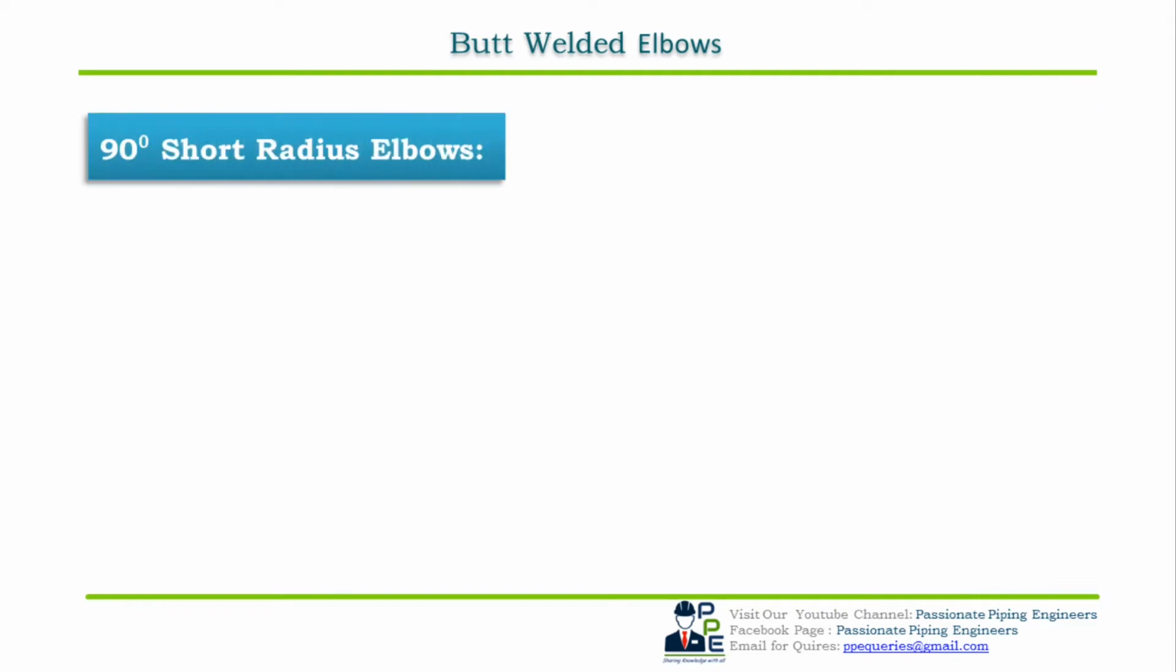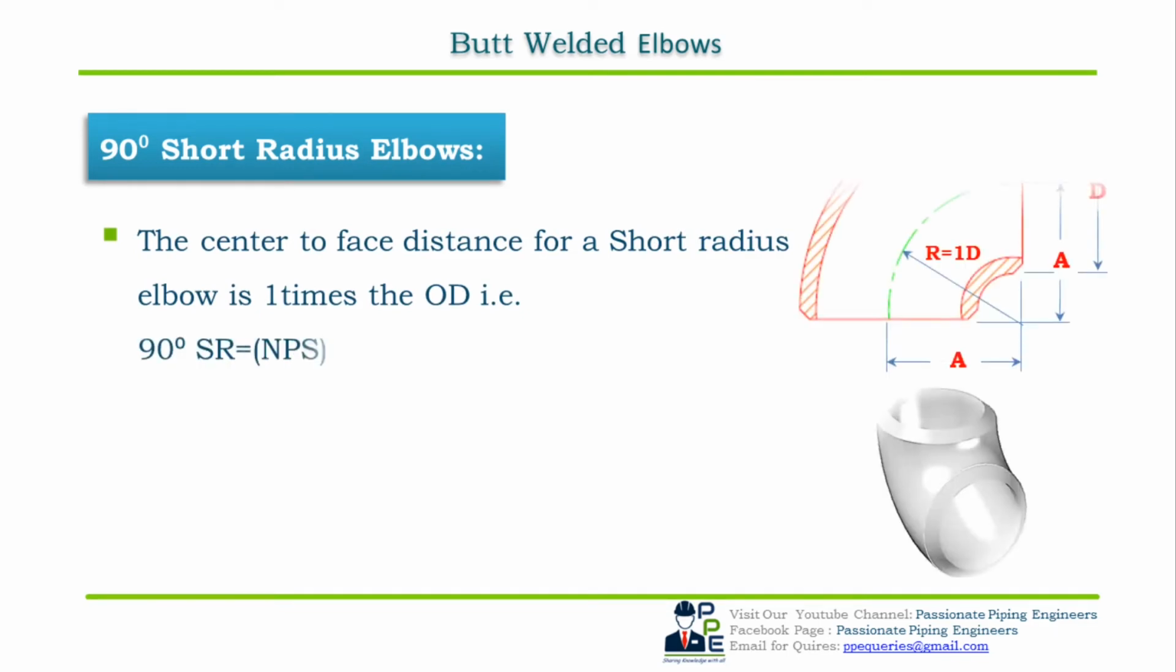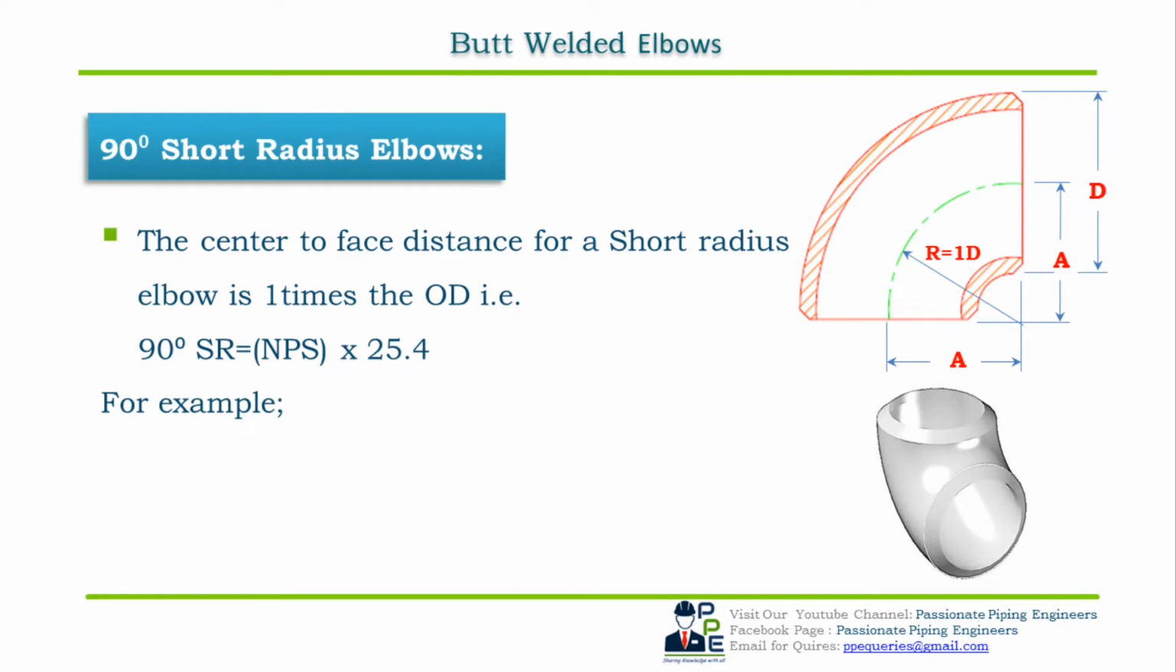90 degree short radius elbow. The center to face distance for a short radius elbow is 1 times the OD, as shown in the cross sectional view. That is, 90 degree short radius elbow is equal to NPS into 25.4. Let's take an example of a 2-inch NPS pipe and try to calculate. 90 degree short radius elbow is equal to 2, that is NPS, into 25.4, which after calculating we will get 50.8 mm.